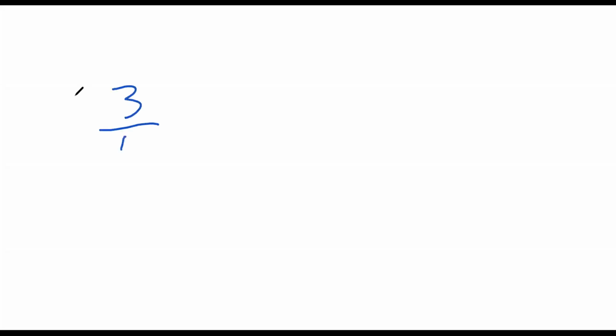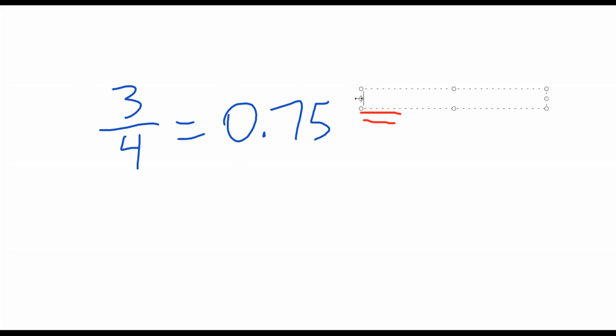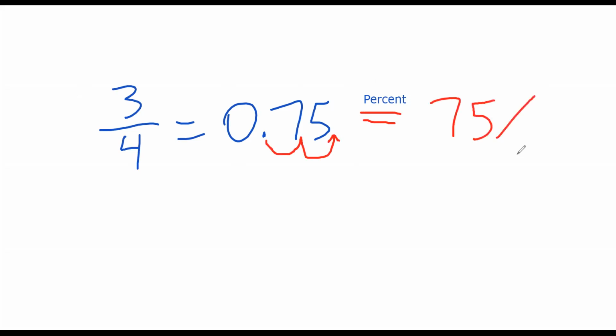Let's say you have 3/4. Put that in your calculator, literally do 3 divided by 4. You will get 0, perhaps they'll put the 0, perhaps they won't. You'll get 0.75. So this is the number in decimal form. If you want to go to a percent, you move the decimal point 2 places to the right. So as a percent, 3/4 is 75%.